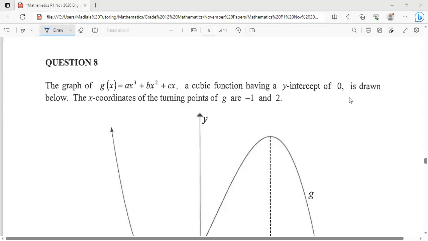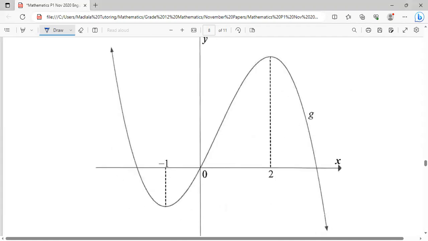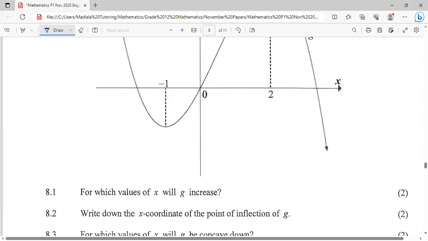So today I want us to talk a little bit of differential calculus. So let's give this one a good look. They say the graph of g of x equals ax cubed plus bx squared plus cx, a cubic function having a y-intercept of 0, is drawn below. The x-coordinates of the turning points of g are -1 and +2, respectively, as we can see from this nice sketch. So the first question says, for which values of x will this function increase?